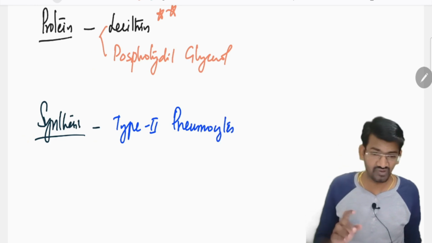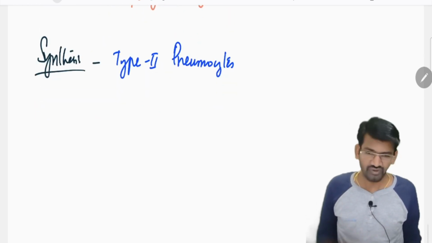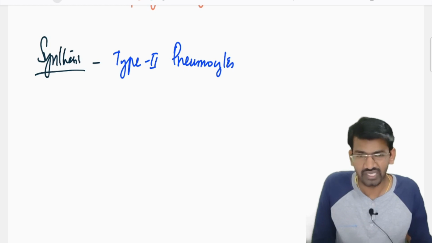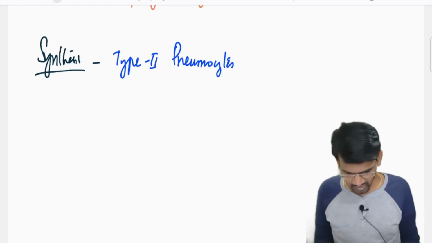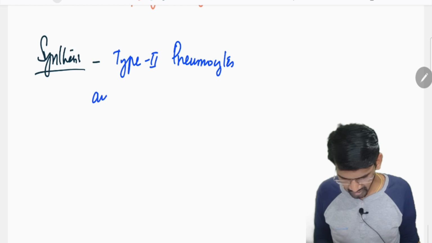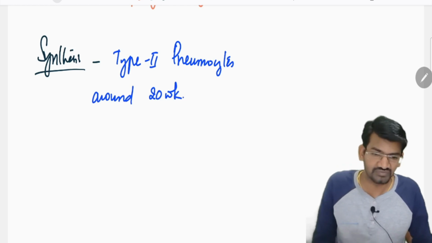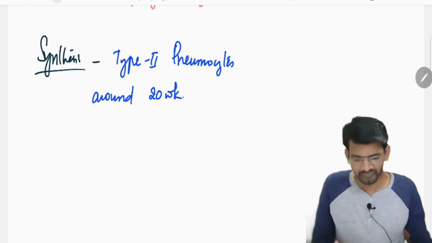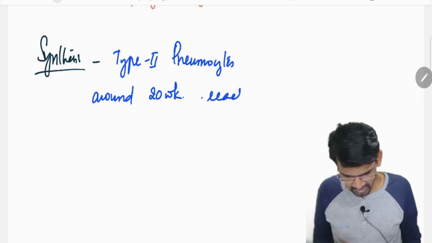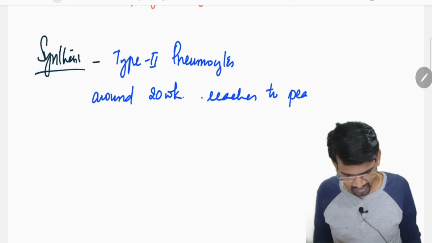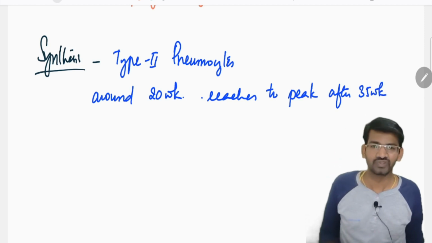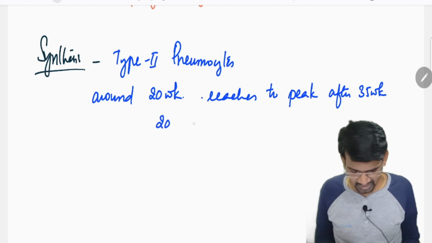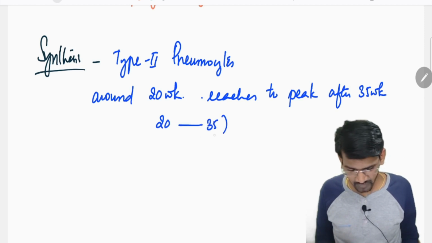Pneumocytes, or type 2 alveolar cells. When the type 2 pneumocyte starts producing or synthesizing this surfactant, it starts around 20 weeks of gestation. When the baby is at 20 weeks of gestation, it starts producing in the lungs and reaches its peak after 35 weeks of gestation. So by 20 weeks it will start, and by 35 weeks it will reach its peak.